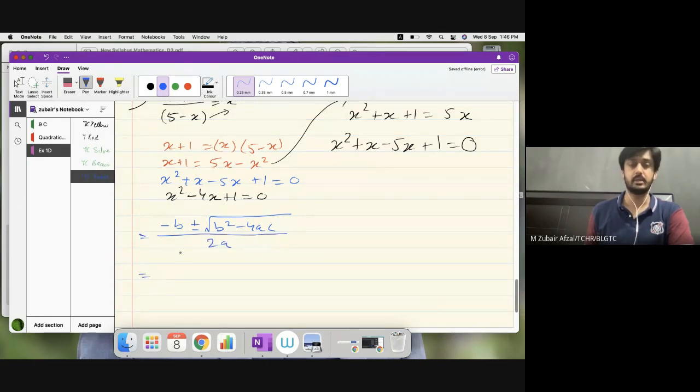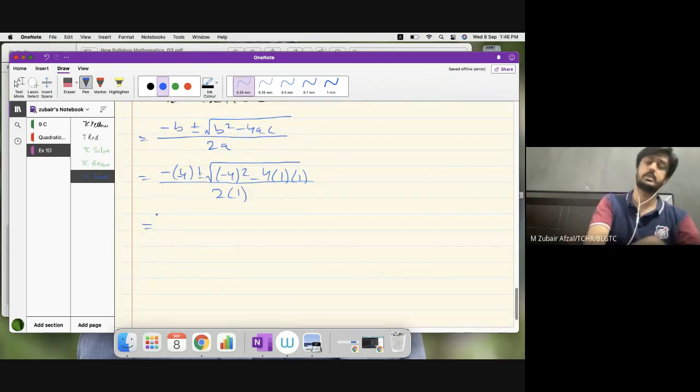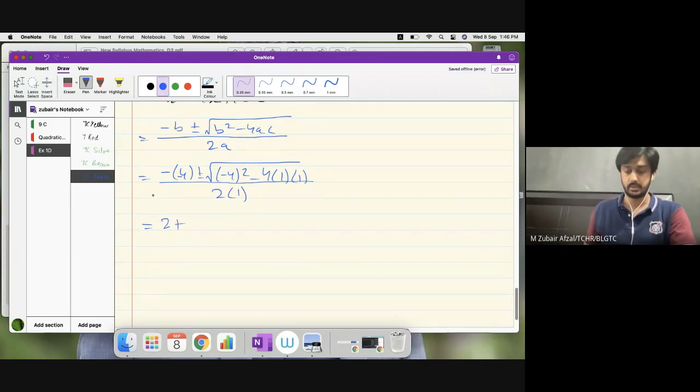Compulsory step. Second compulsory step is put the right values in the right place. Minus b plus minus square root b square minus 4ac, where a is 1, b is minus 4 and c is 1 again, over 2a. Third compulsory step is the right answer. Using my calculator, minus b plus under the root b square minus 4ac over 2a, I get 2 plus under root 3.